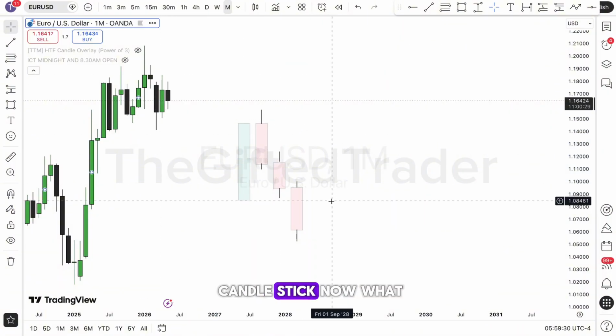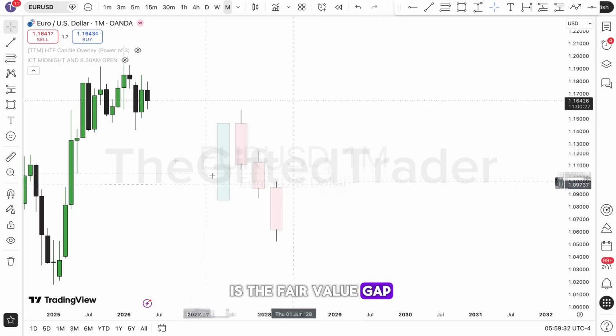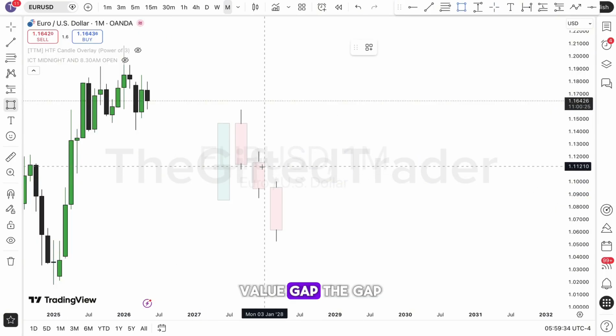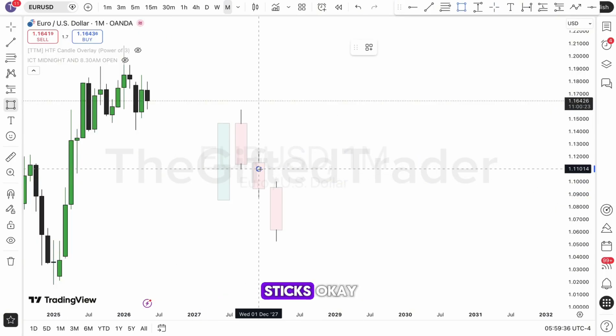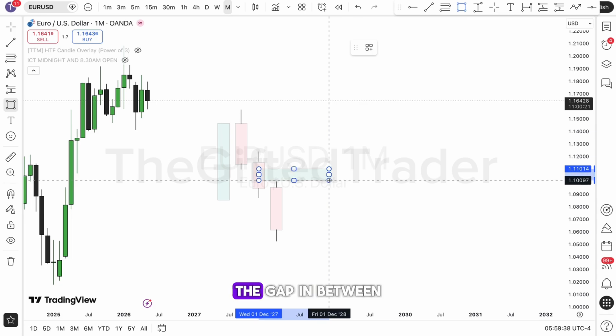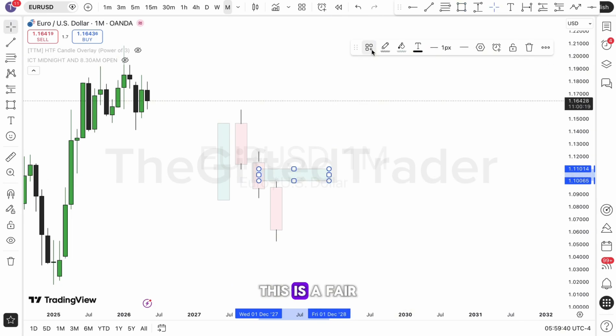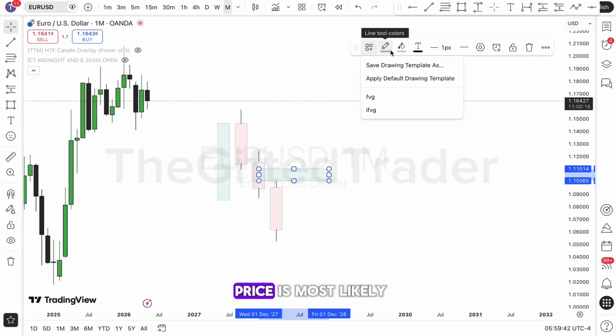This is a buy candlestick. Now, what is the fair value gap? It's in the PDF. This is the fair value gap. The gap in between two candlesticks. This is the fair value gap. Now, this place is where price is most likely going to go back to refill it.